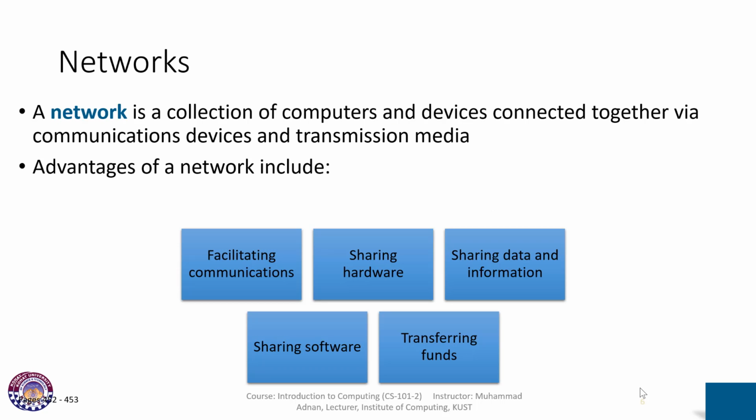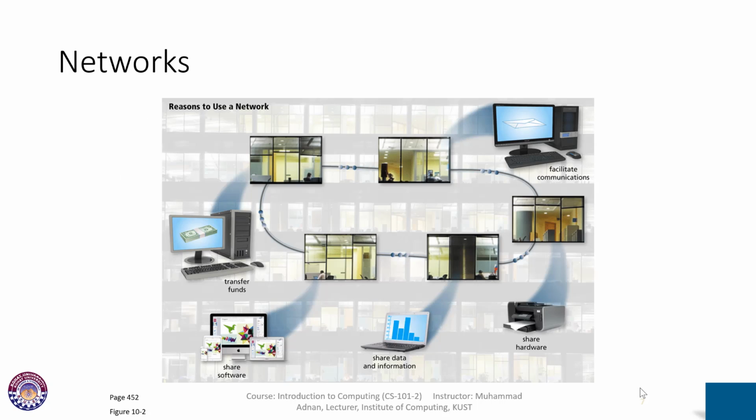So then what is a network? A network is a collection of computers and devices connected together via communication devices and transmission media. Advantages of a network include facilitating communication, which is the prime reason why we do networking. We can share hardware, we can share data and information, we can even share computer software, we can transfer funds, and you can submit your online electricity, gas, and school bills, etc. So these are the various advantages of why we use computer networks.